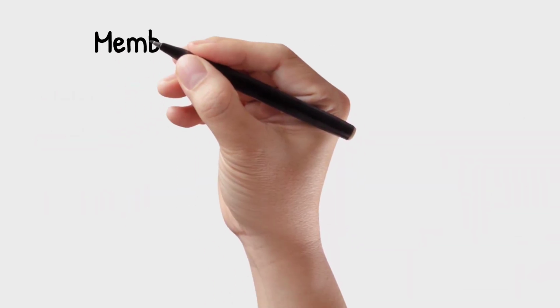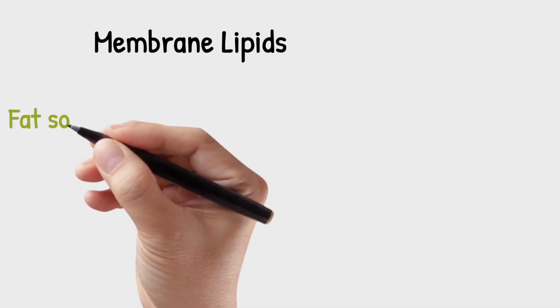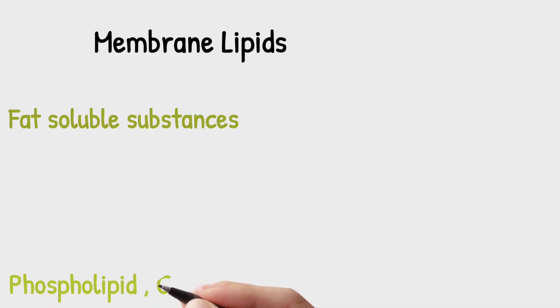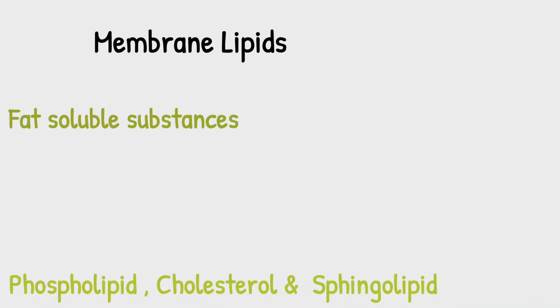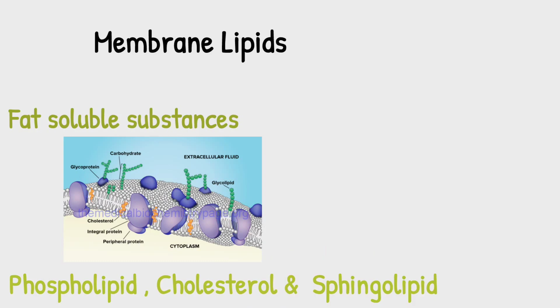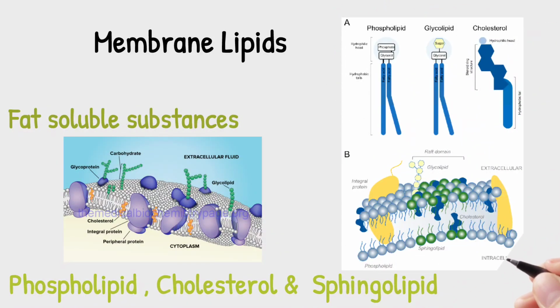Let's discuss membrane lipids in detail. The lipids are mainly fat-soluble substances. In the membrane, the lipids are found mainly in three types: phospholipid, cholesterol and sphingolipid. As you can see in the picture, the phospholipids are illustrated in white color. They are present as a bilayer, facing opposite directions. The cholesterols are illustrated in orange color in the picture. These are important substances which help the membrane to maintain its fluidity.